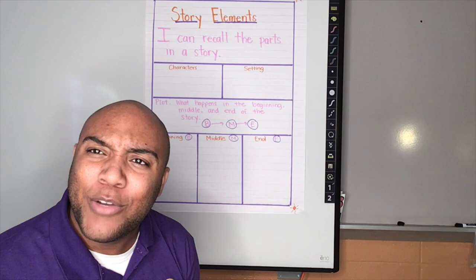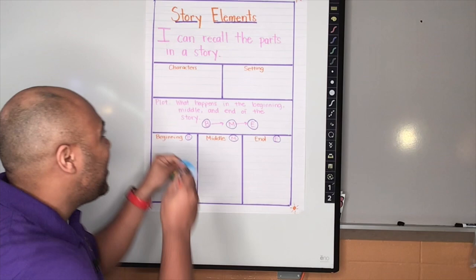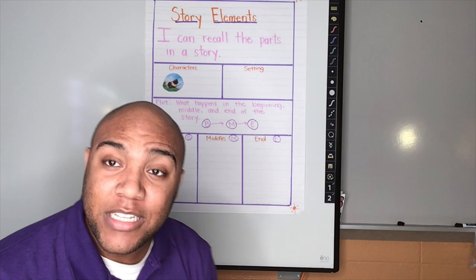Now let's go back and identify the characters. Who were the characters in the story? If you said Buzzy the Bumblebee, you were correct. Maybe you might have also said his parents, Mom and Dad.